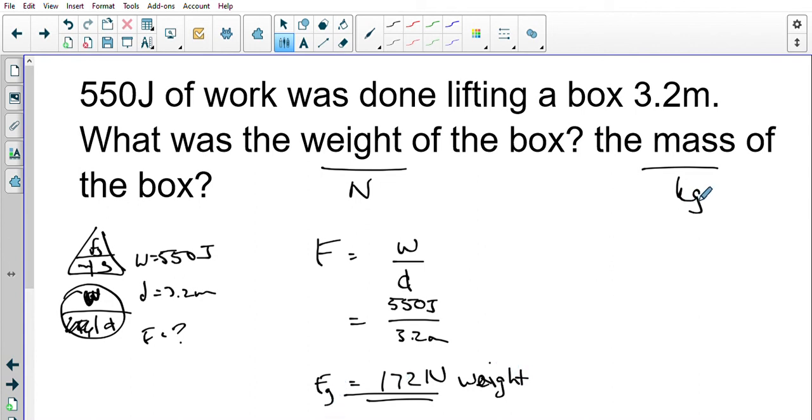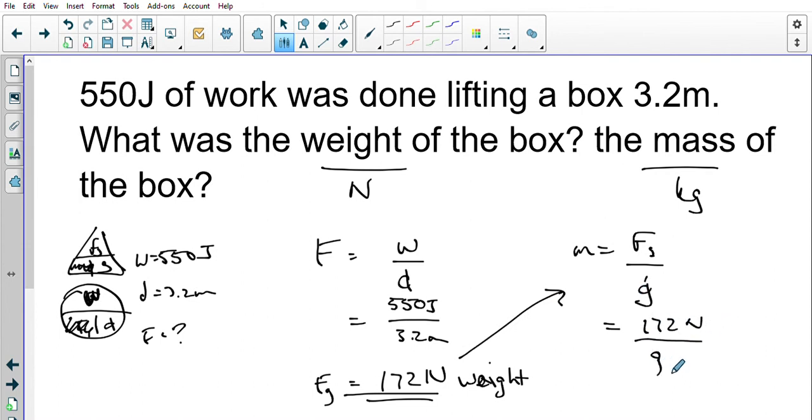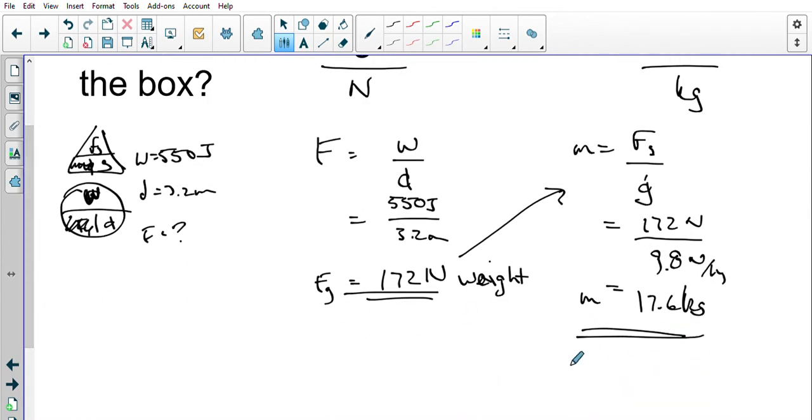Well, the second part of this is asking for the mass. If we want mass, there's our mass. So our mass is equal to our force of gravity divided by g. What's our force of gravity? Well, that's our weight. So we have 172 newtons, and g is equal to 9.8 newtons per kilogram. So we go 172 divided by 9.8, and that's equal to 17.6 kilograms. And there we've got it. There's our mass. There's our weight. Kilograms, newtons.